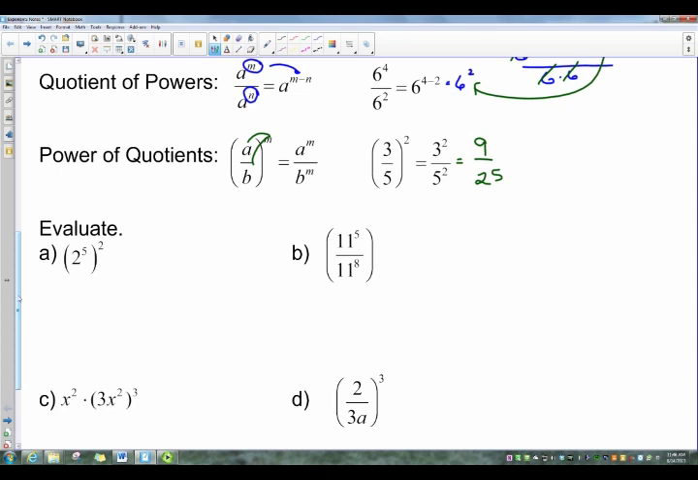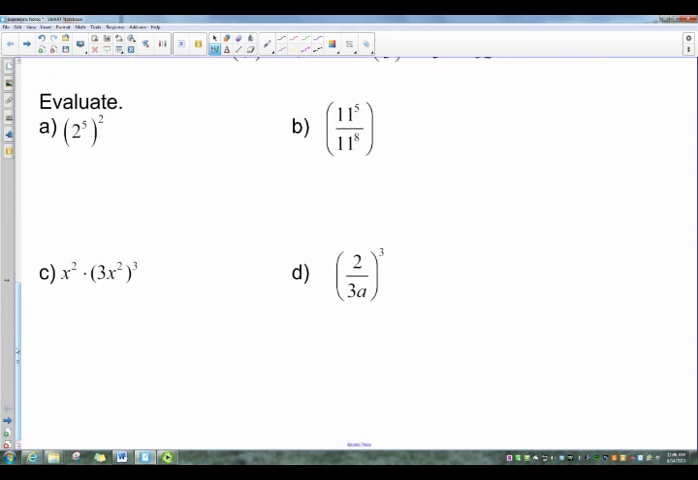All right, so let's try a couple of these. Evaluate. So I got 2 to the 5th squared. Now remember, I have a power raised to a power. That means that 5 and that 2 get multiplied. And this ends up being 2 to the 10th, which you could go further from there. And again, just to show why that happens, I have 2 to the 5th times 2 to the 5th because it's squared. And your 5 plus 5 is 10. It works out that way.